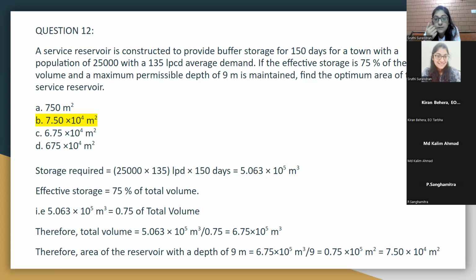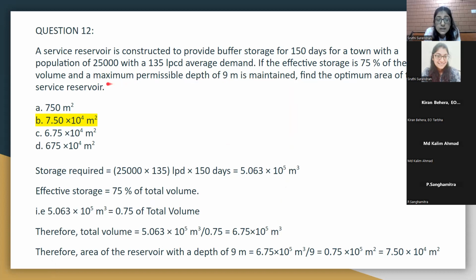Now they have said the effective storage is 75% of the total volume. So what does it mean? Whatever storage we have got here is the effective storage. That effective storage is 75% of the total volume, is what they are saying. So in order to get the total volume required, we divide this effective storage by the value that is given, 75% of the total volume. When you divide the effective storage by 75%, you will get the total volume that is required, which is 6.75 into 10 to the power 5 meter cube.